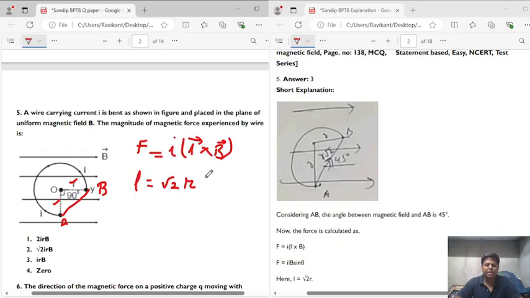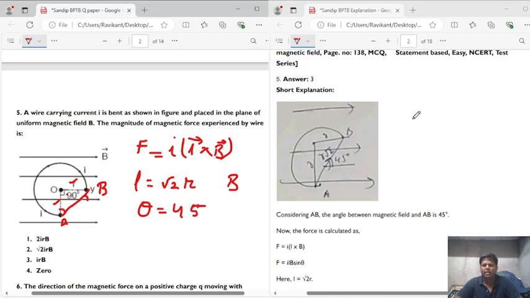The magnetic field is given to us as B, so we will take the magnetic field as B. Now, what will be the angle? If this is 90 and this is an isosceles triangle, this angle will be 45. This angle will also be 45. So we have theta as 45 over here.